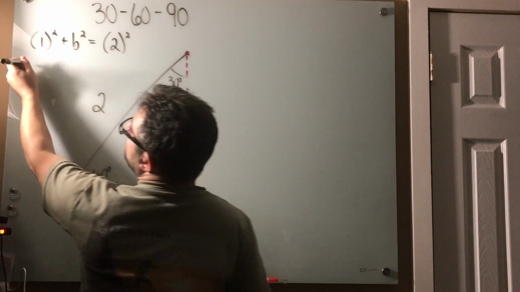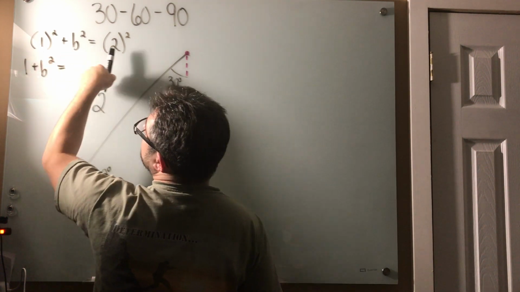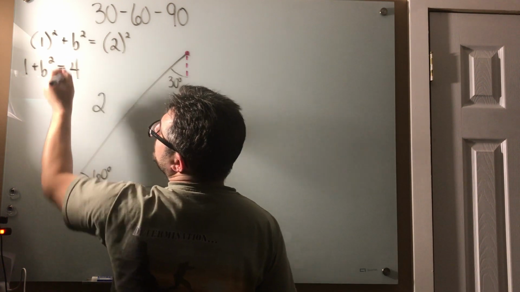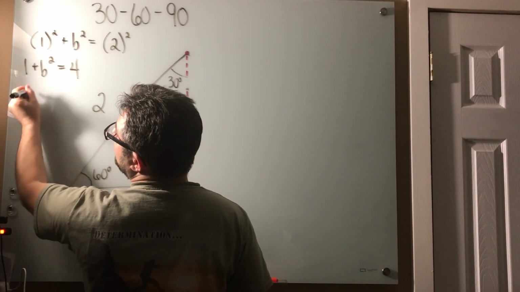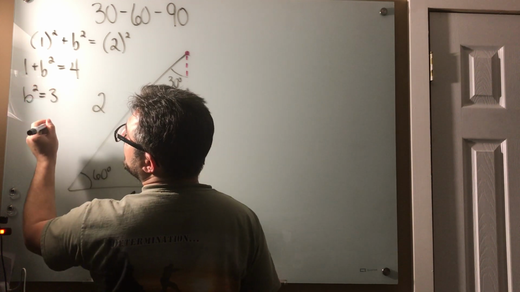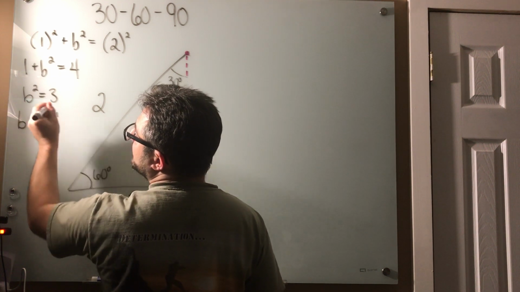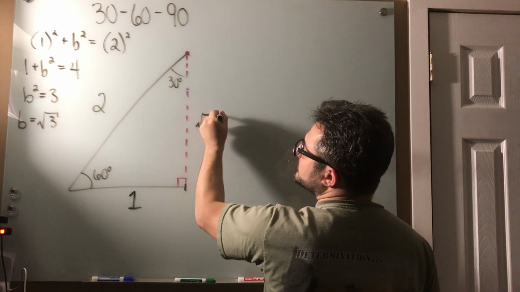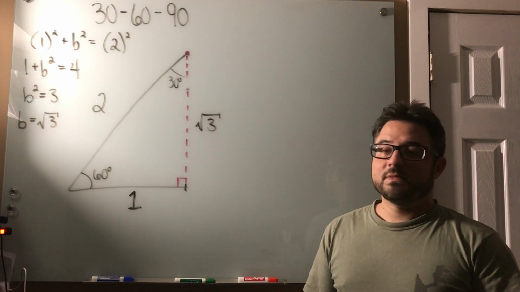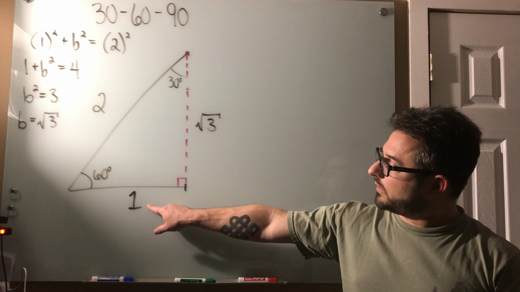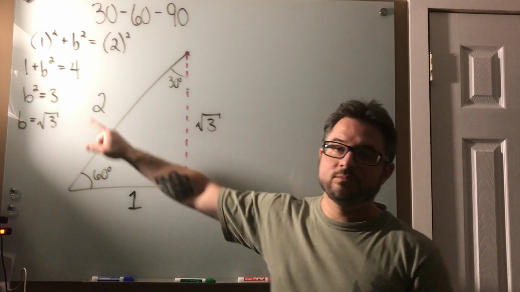So what we have is 1 squared is 1. 1 plus b squared is equal to 2 squared, which is 4. We subtract the 1 from both sides. We have b squared is equal to 3. And therefore b is equal to the square root of 3. That is the length of the third side. So 1, square root of 3, and 2.